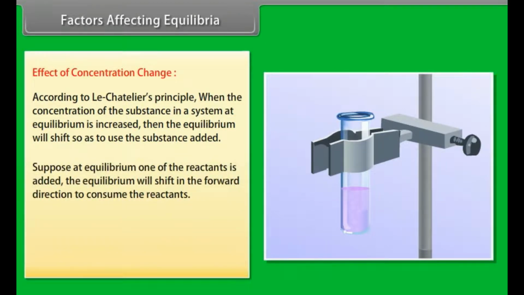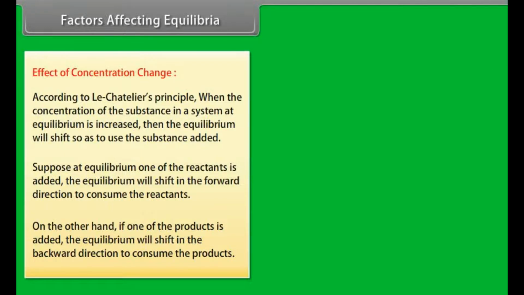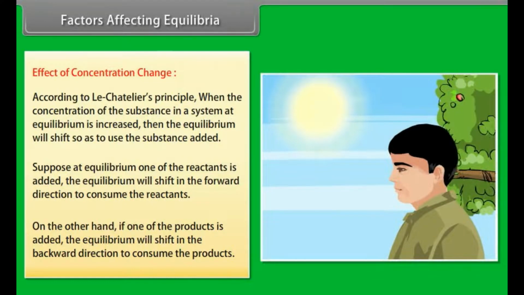Suppose at equilibrium, one of the reactants is added. The equilibrium will shift in the forward direction to consume the reactants. On the other hand, if one of the products is added, the equilibrium will shift in the backward direction to consume the products. For example, on a humid day, we sweat more. The sweating on a humid day is more because the surrounding air has a large amount of water vapor and our body cannot lose water as water vapor.